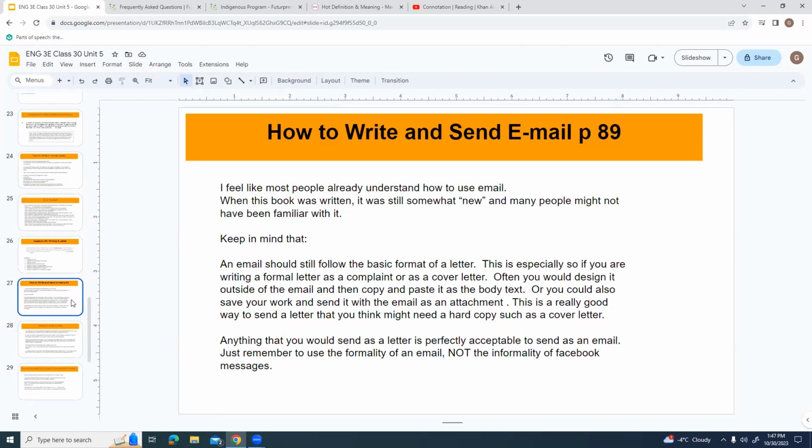Anything that you send as a letter is perfectly acceptable to send as an email these days. It didn't used to be, but these days for sure. Just remember to use the formality of an email. Don't write it as informally as you might write, say, a Facebook message, right? Or a text message on your phone.